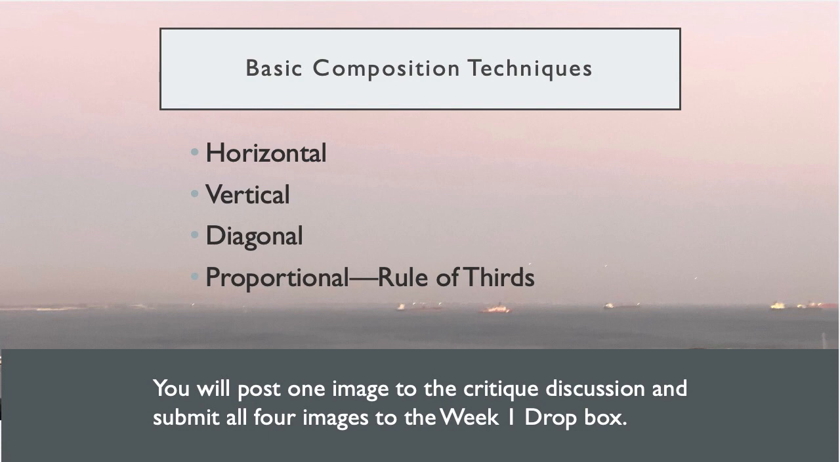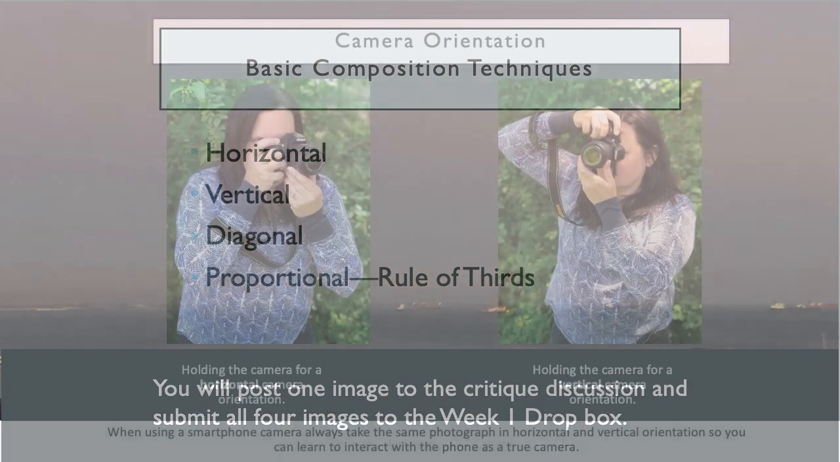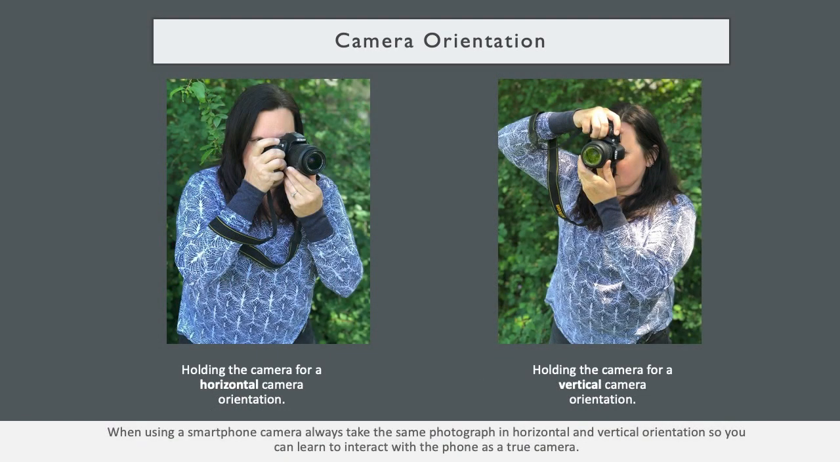It's important that you avoid cropping your images after you take them. Instead, use your camera to frame and compose your images. The assignments include a horizontal image, a vertical, a diagonal, and one that shows proportion using the rule of thirds. You'll post one image to the critique discussion, respond to 2 of your classmates, and submit all 4 images to the Week 1 Dropbox. Camera orientation is an important part of this week's lesson.